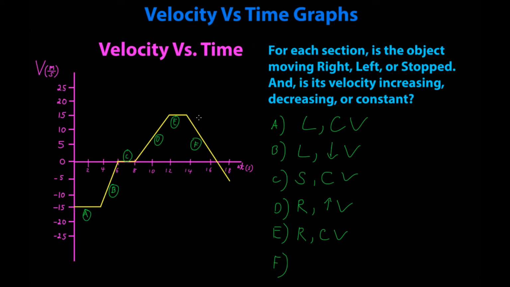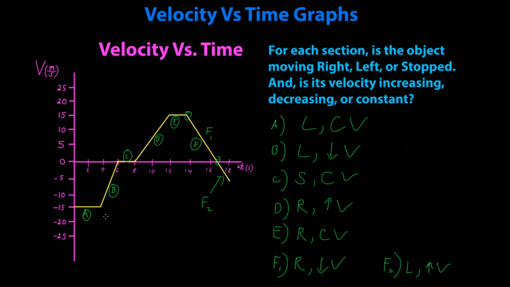For F, we have something interesting. It starts out at positive 15, then slows down to 0. So I'll call this F part 1: it is moving to the right and is a decrease in velocity. However, I'll call this part here F part 2 because it starts at rest and begins moving to the left. And the velocity is getting farther from 0, so that velocity is increasing.